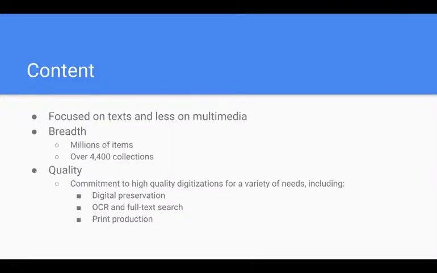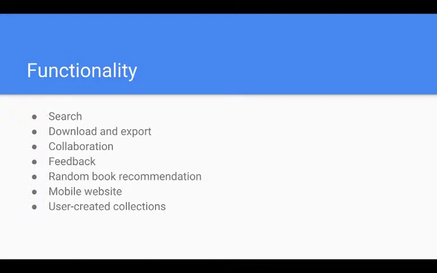The content on HathiTrust is mostly focused on text and not so much on multimedia. The library has millions of items in over 4,400 collections. HathiTrust is also committed to providing high-quality digitizations to its users for various purposes, including digital preservation, OCR and full-text search, and print production, among others. For functionality, we'll look at features such as search, download, collaboration and feedback, book recommendation, mobile website, and user-created collections.